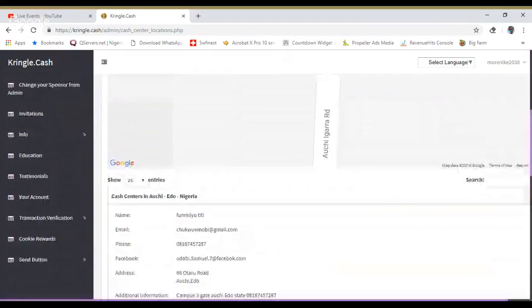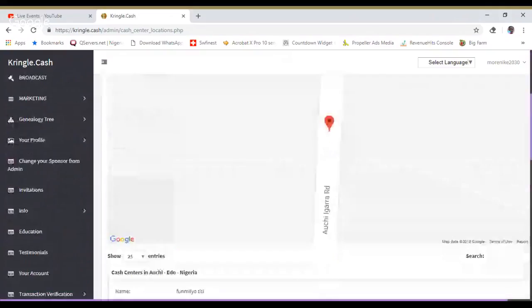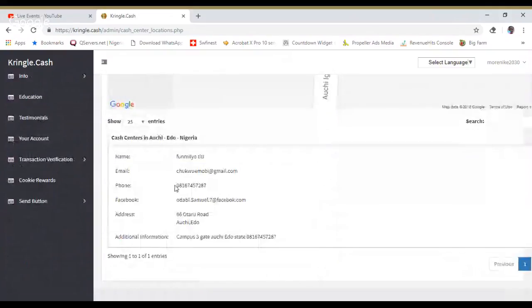So once you have this information, you can choose their number from here and give them a call, or you can decide to email them. This is their email. This is the Facebook email. She has a Facebook email here, so you can use it to track her. So this is how to locate a cash center.